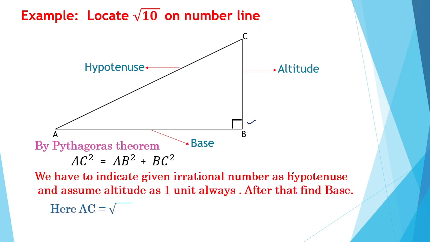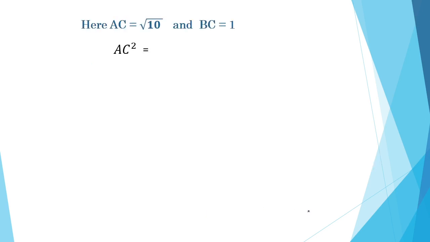Now we have to indicate the given irrational number as the hypotenuse and always assume the altitude as 1 unit. This we have to remember very much. Now I've said this irrational number is always the hypotenuse AC, and the altitude is always 1 unit, BC. Okay. Now coming to the problem, we have to find AB.